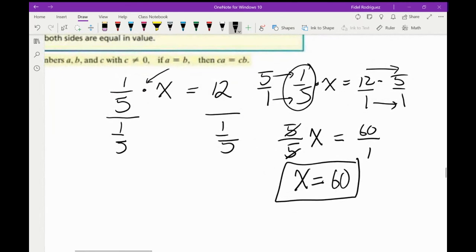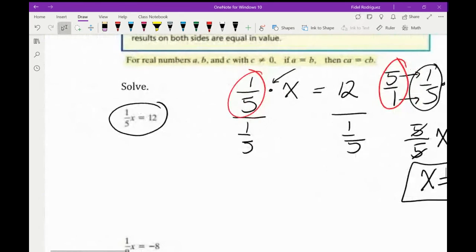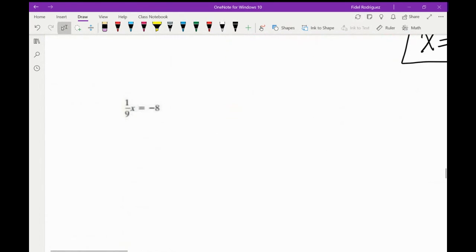So what I'm going to do is anytime I have a fraction in front of my number, I'm going to multiply both sides of that equation by the reciprocal, by the flip of that fraction, okay? So look, let's see, I think we have another one very much the same. Excuse me, let's see if we can do that here.